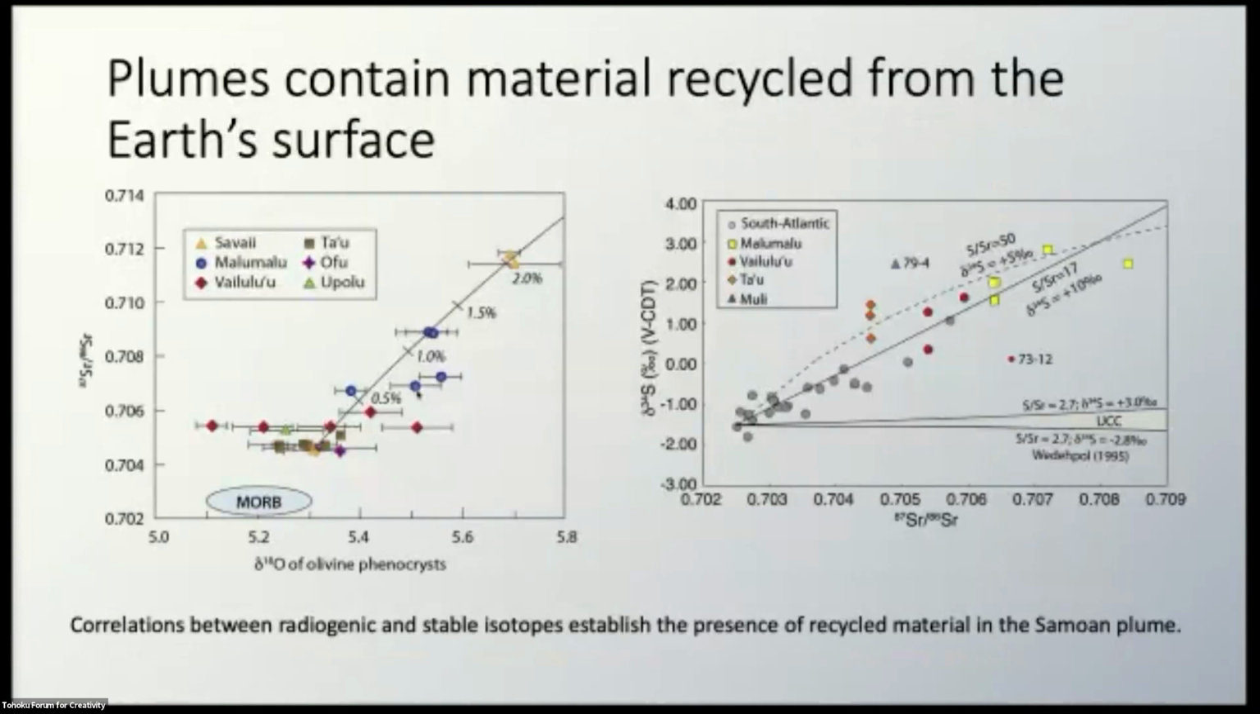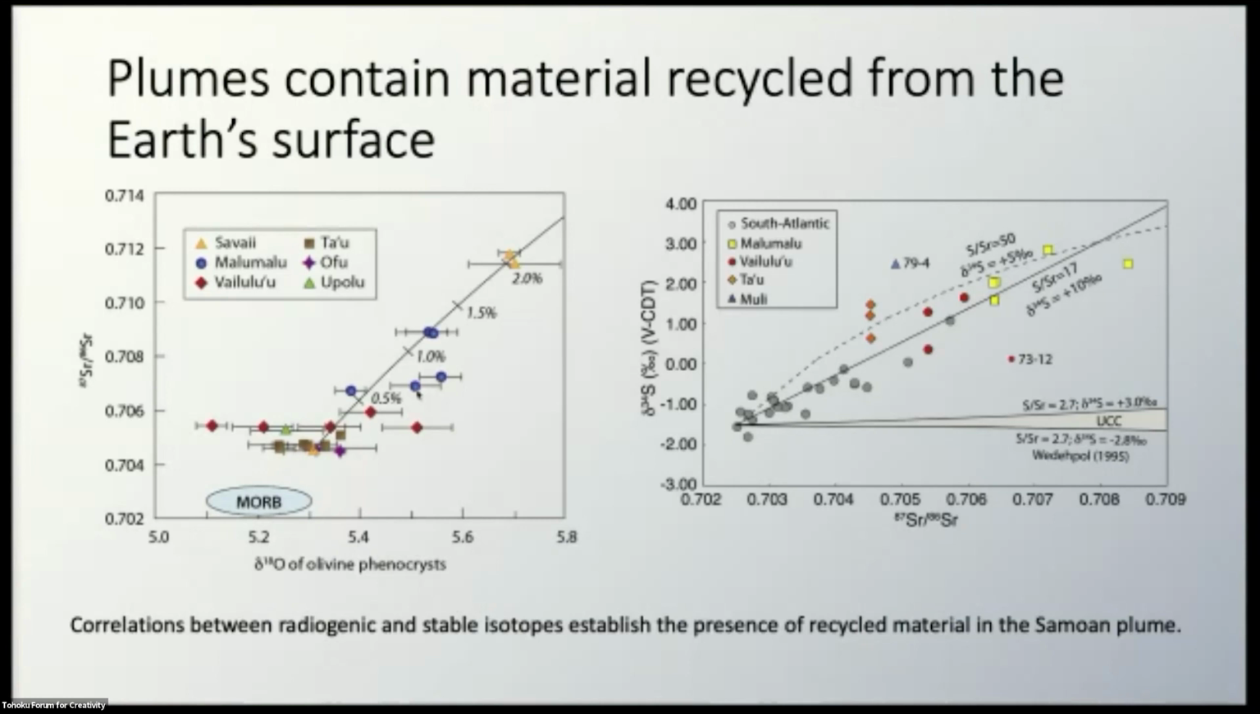Okay. Now, one thing we know about plumes is they contain recycled material from the surface of the Earth. This is Samoan data. This is oxygen versus strontium isotope ratios in olivines. And we see this correlation between the two.